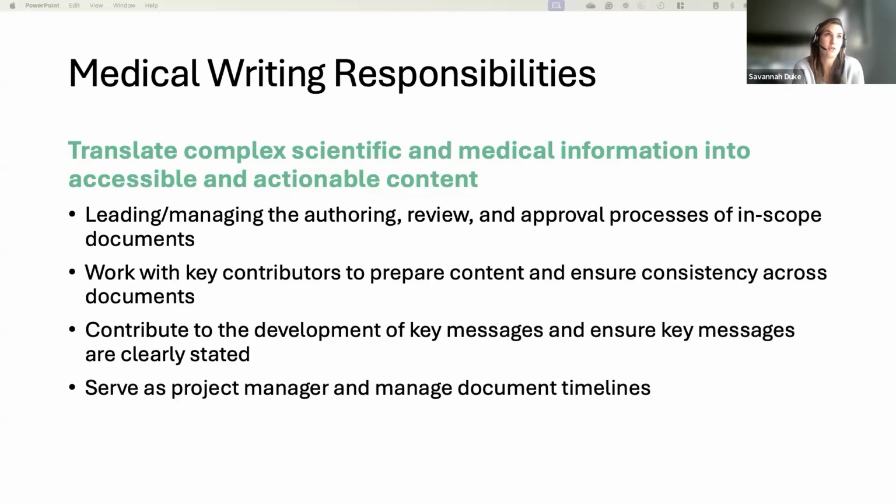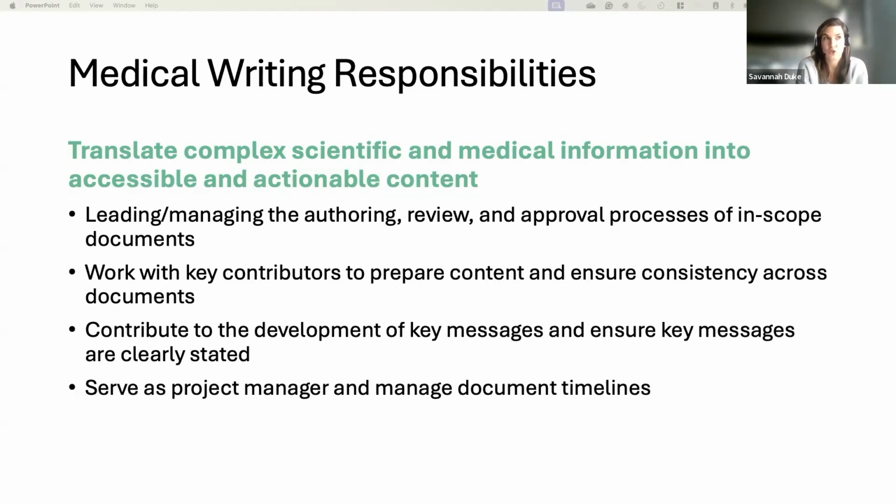So when it comes to medical writing responsibilities, overall, my role is to translate complex scientific and medical information into accessible and actionable content. And the way that we do this is by leading and managing those authoring activities of the in scope documents, whether it's a protocol, whether we're starting a study and we're working with the clinical trial team to prepare the inclusion exclusion criteria. All of those things are managed and led by the medical writer.